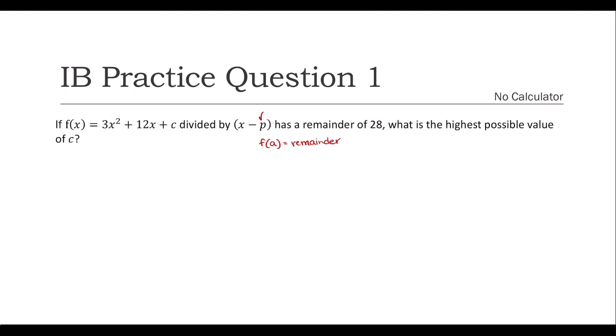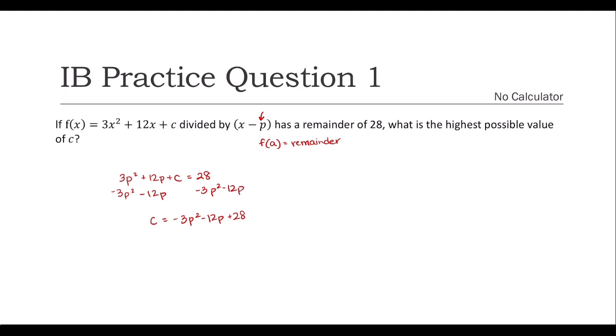So in this case, this would be your a value, p. If we plug in p for x, then we'll get a result of 28. So 3p squared plus 12p plus c equals 28. We can solve this equation for c by subtracting 3p squared and 12p from both sides. So we get that c equals negative 3p squared minus 12p plus 28.